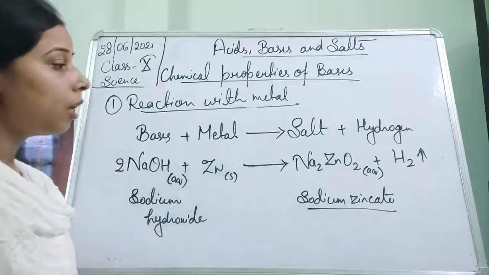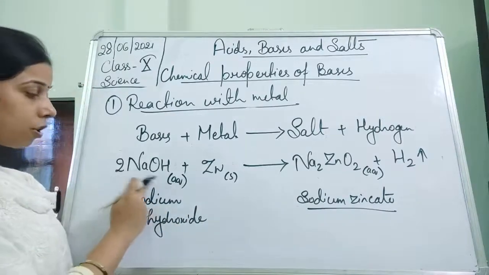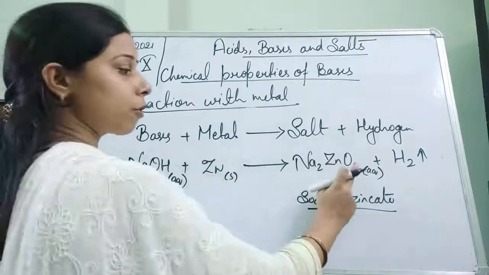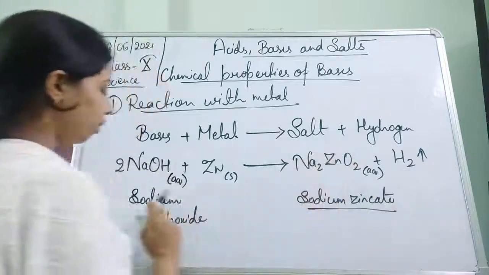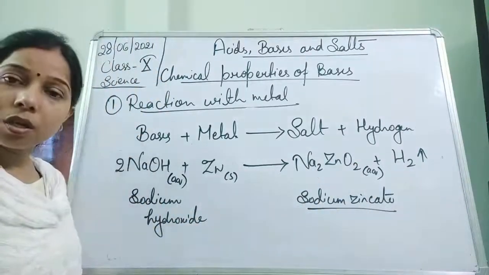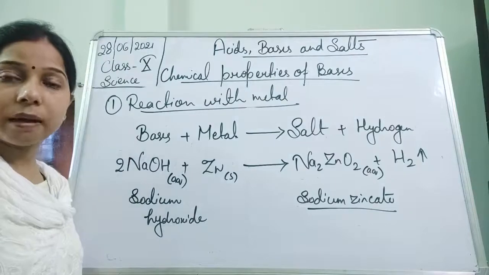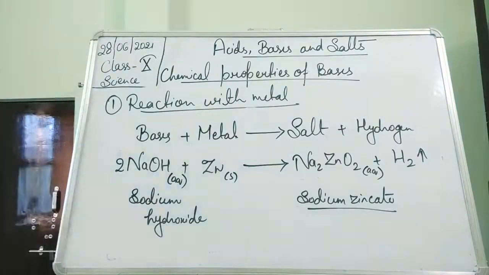Now let us see the oxygen. The number of oxygen is 2 here. Here also the number of oxygen is 2. And hydrogen is 2 here. Here also the hydrogen is 2. Now this reaction is a balanced reaction, students.